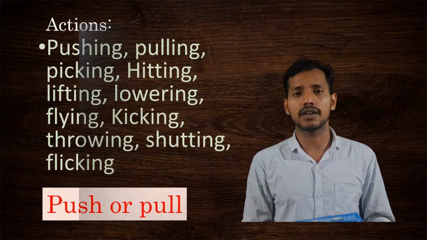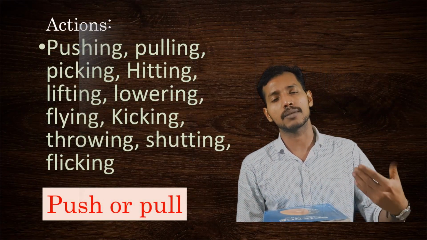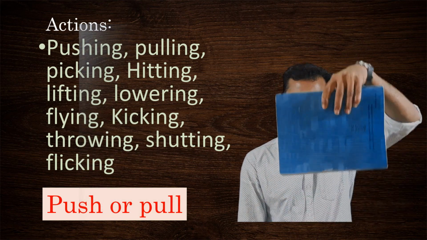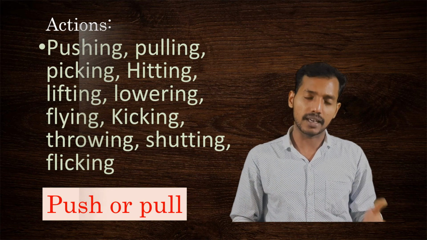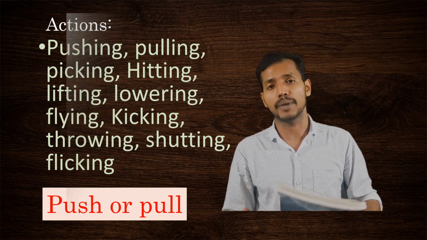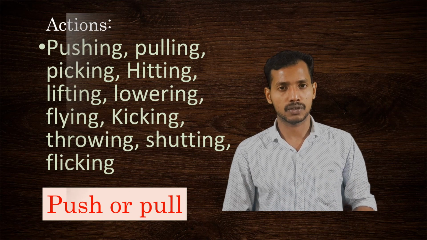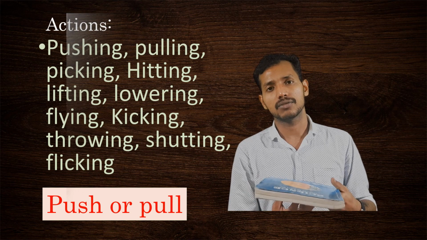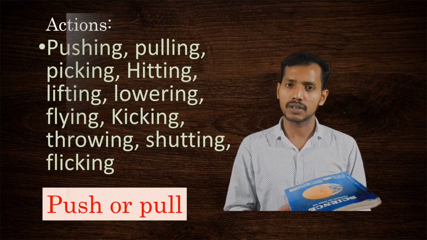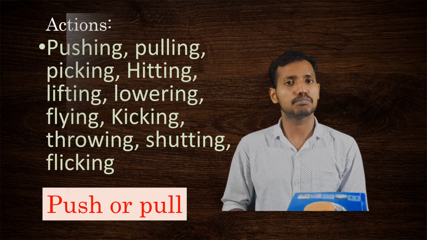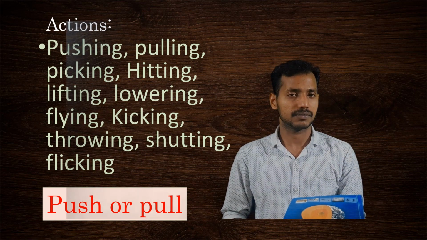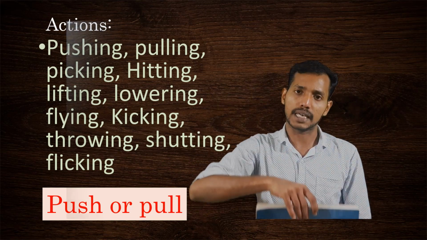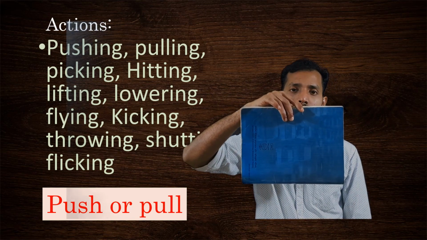Similarly, in our daily life, we need to do some other types of actions like lifting or picking, lowering, flicking, different types of actions we do to make an object move. So when we look at all these actions, we can see that, for example, lifting is a kind of pushing only. Clear? Similarly, picking is a kind of pulling.